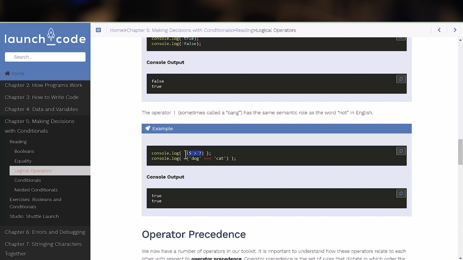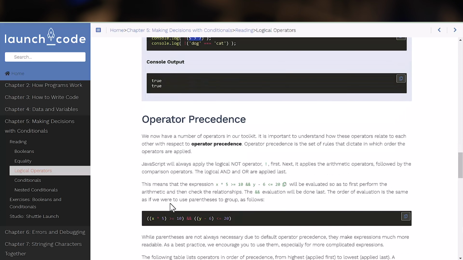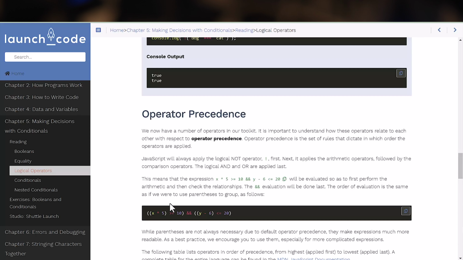This is legal. If our console.log is 5 greater than 7, yeah, it's false. But if I put, and notice I have it in parentheses, if I put that not in front of it, it's going to reverse it, and make it true. Just like dog and cat, it reversed it. Inside of here, this is false. But when I put that not, it reverses it to true.